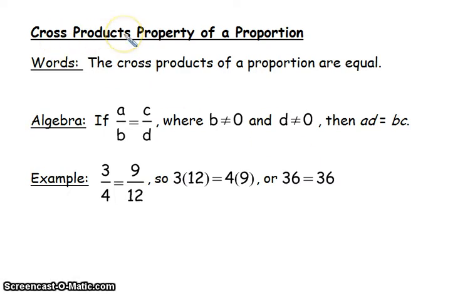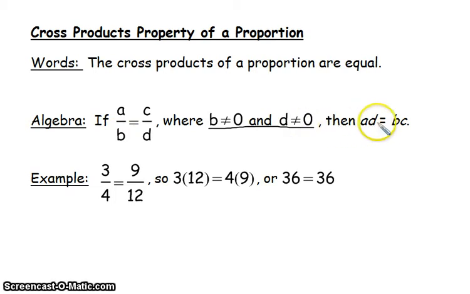Cross products, or you all may think of it as cross multiplication. Cross products of proportions are equal. So for example, it has the algebra here. If I have the fraction a over b equals c over d, one restriction they have here is that b and d cannot equal 0. And think back to when you've learned things about fractions and division. We cannot have 0 in the denominator. We cannot divide by 0. That's why there is this restriction.